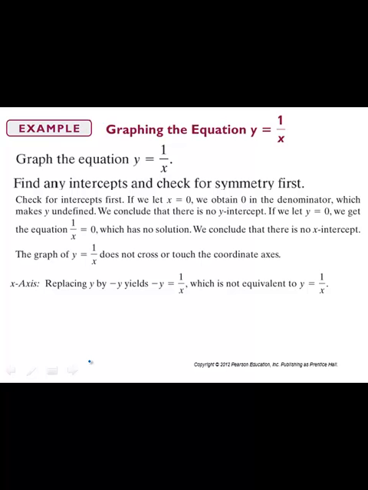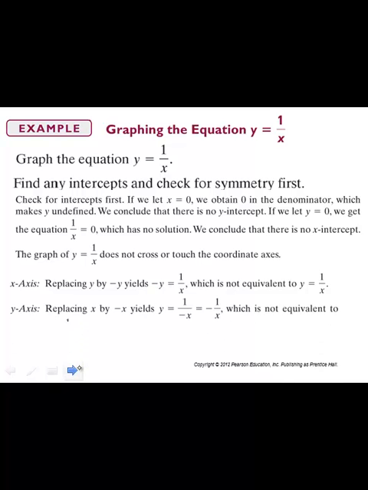If you replace x by negative x, you don't get the same thing. If you replace y by negative y, you don't get the same thing. But if you replace x by negative x and replace y by negative y, you end up with y equals 1 over x. So that means that there is symmetry with respect to the origin.